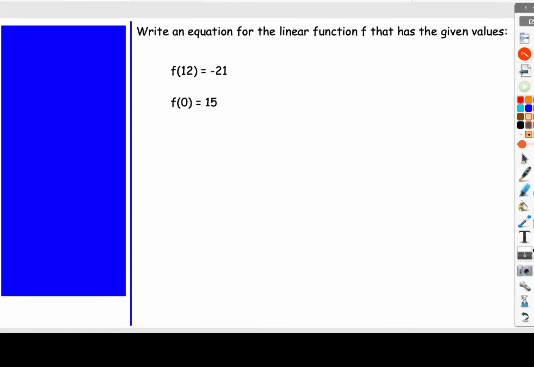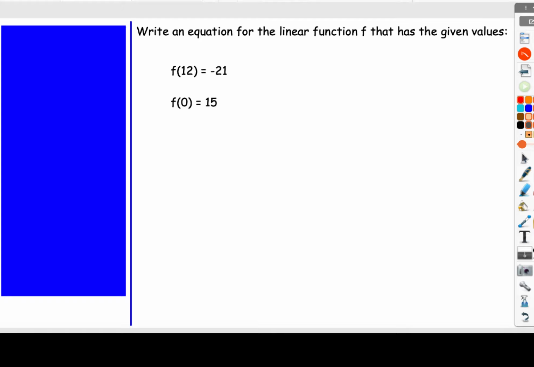All right. This video is going to talk about how to write the slope-intercept form equation of a line when we're given two random points. Now, we've already talked a little bit about how to do this when we're given the y-intercept, such as the problem that's here on the page.